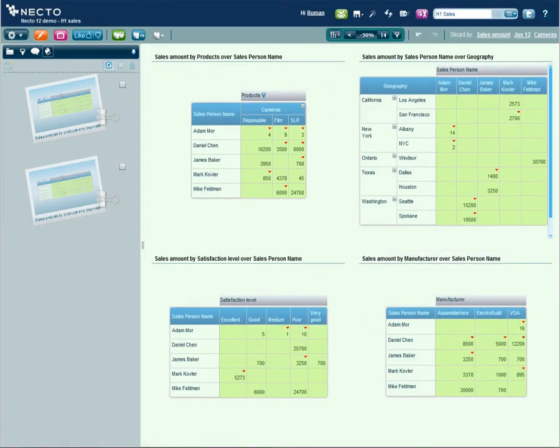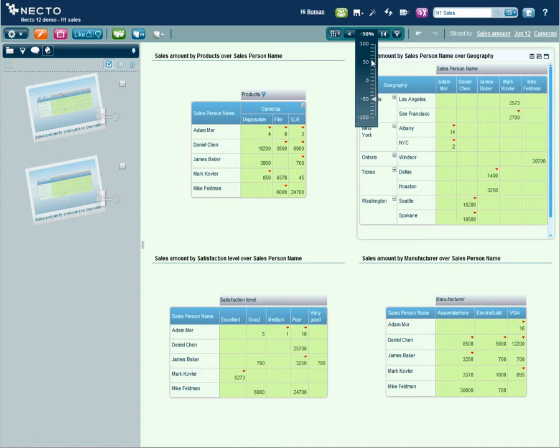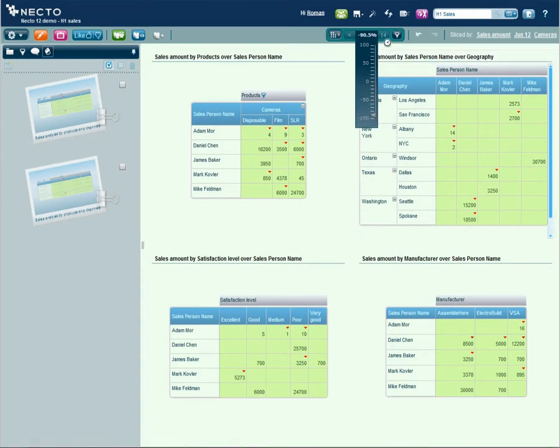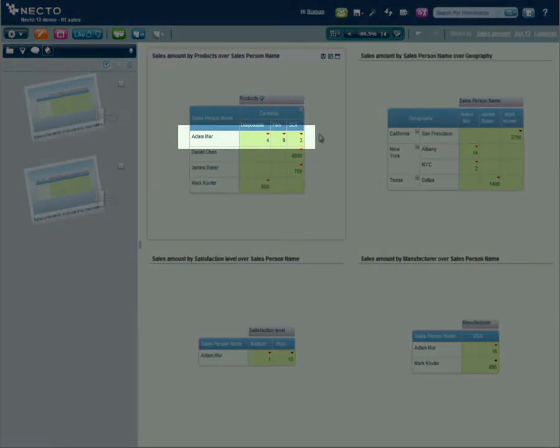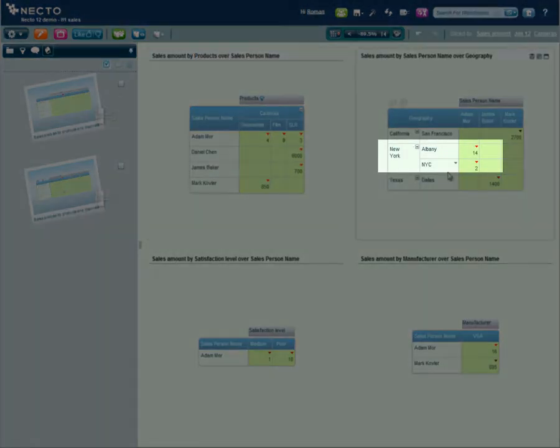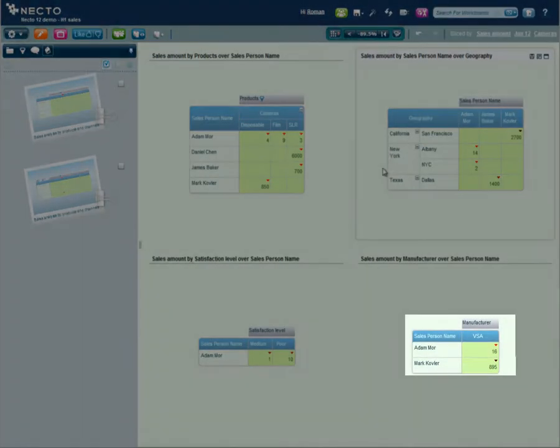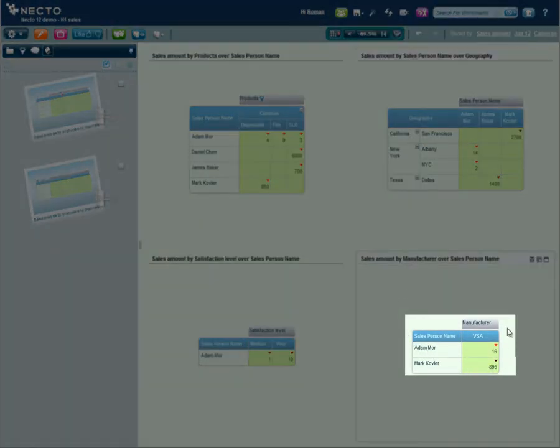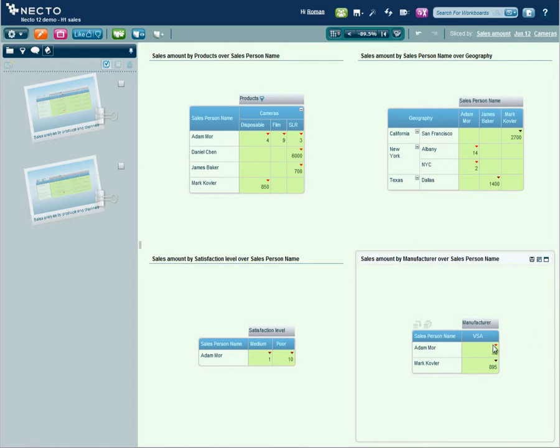Let's increase the threshold to see only significant changes in the data and filter the results that are below this threshold. And we can see that the problem is with a specific salesperson, Adam, in a specific location, New York, and with a specific manufacturer called VSA. This is great insight, and I would definitely speak with Adam about it.